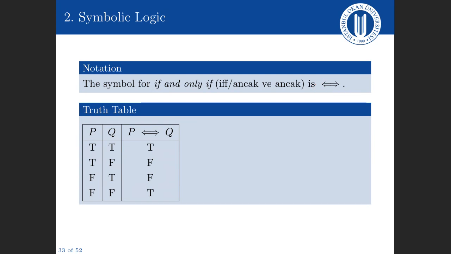Let's look at a truth table for if and only if. If and only if means P and Q must be the same. P is true if and only if Q is true. We look at the first line. Are P and Q the same? Yes, they're both true. Therefore, P if and only if Q is true. For the second line, are P and Q the same? The answer is no. P is true, but Q is false, so they're different. P if and only if Q must be false.